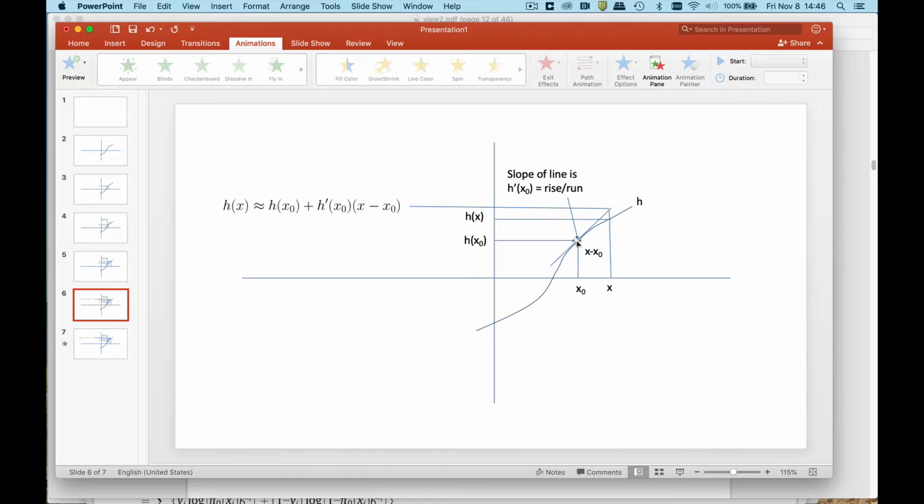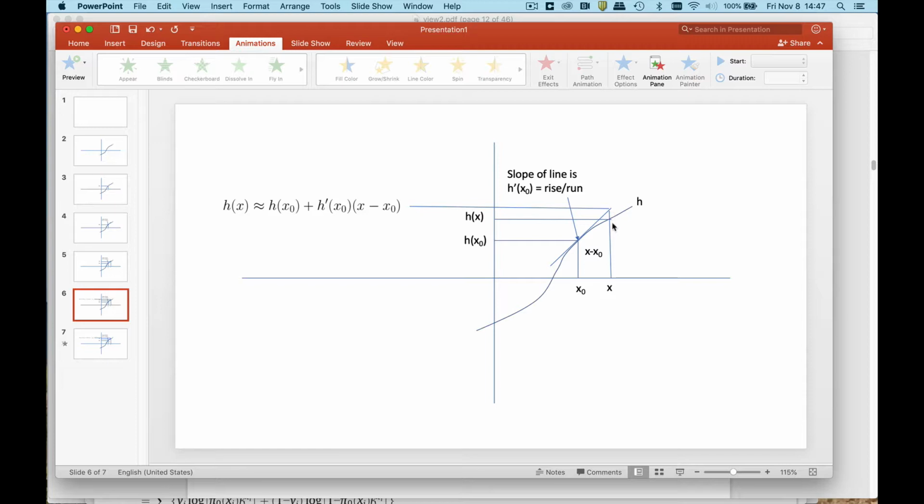Well, what is the point on the line? Let's start out at h at x naught, and then notice my run, or the change in the x direction, is x minus x naught. So I'm going this far to the right, x minus x naught. And how far do I have to go up? Well, I go up the slope times that. If you think about the slope as rise over run, my run is this, and if I take x minus x naught times the slope, I get the rise. So the point on the line is h at x naught plus the slope times the run, which gives me the rise. And so I've approximated this function with this linear equation.